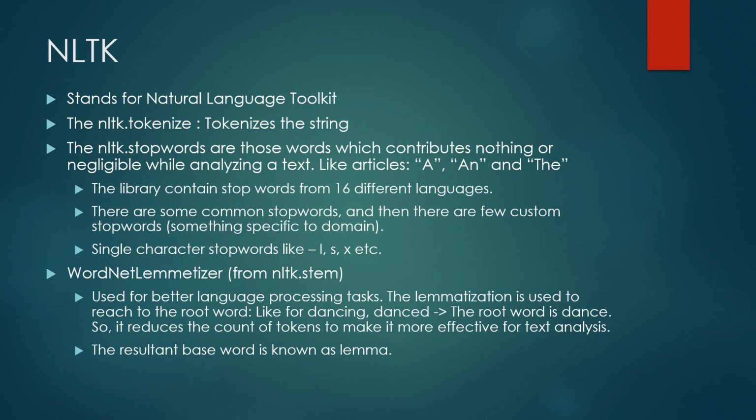All those words which are used as articles and conjunctions are of no use for us. They have negligible significance while we analyze a text. That is why we have to remove those words from the tokens. We have to reduce the token size in such a way that we keep only those tokens which are really important while analyzing a document or a text.